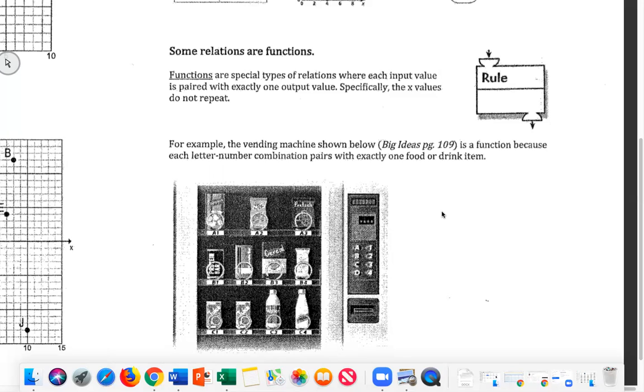You put something in. For example, I put in that A1 in this one, and it looks like I'm going to get those Lay's potato chips, okay? I only get one thing out. That's how a vending machine works, and that's a prime example of a function. You put one thing in, and you get one thing out.